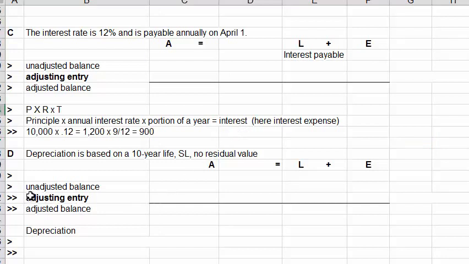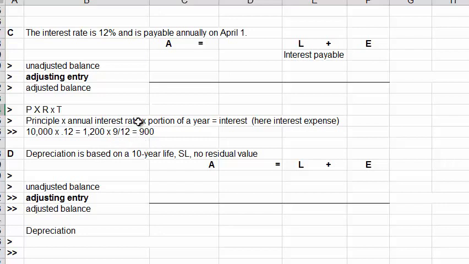Okay, well, hopefully you came up with the same thing I did here. Principal times 12% interest annually. Multiply that times the portion of a year. They borrowed the note on April 1st. So April's the 4th month of the year. Don't make the mistake of taking 12 minus 4 and getting 8. They owed the loan for all of April as well. So April through December is actually 9 months. 1,200 times 9 months is $900 for 9 months worth of interest.